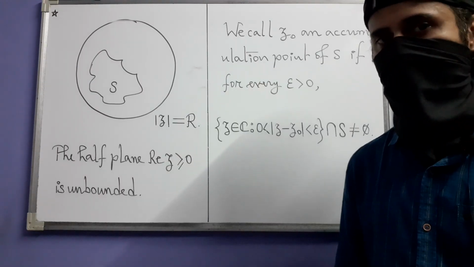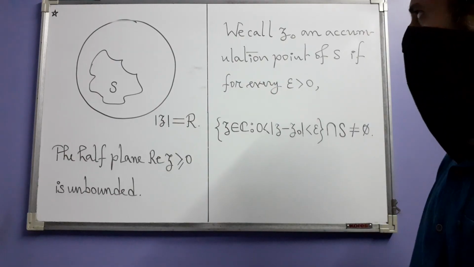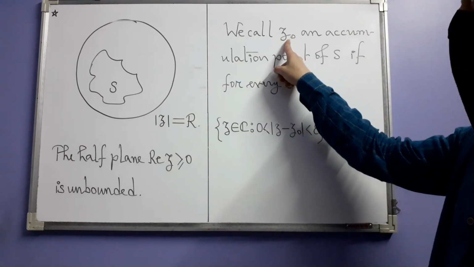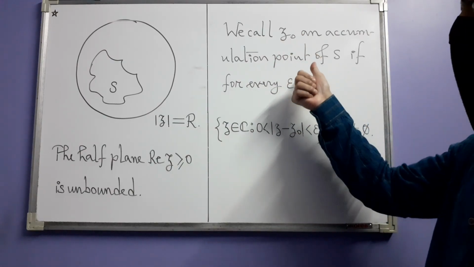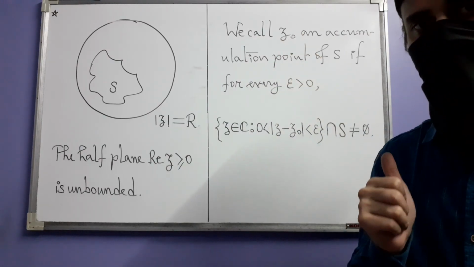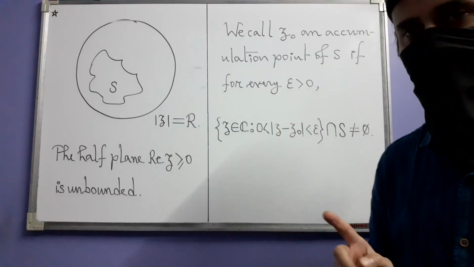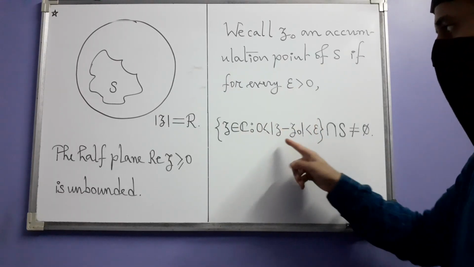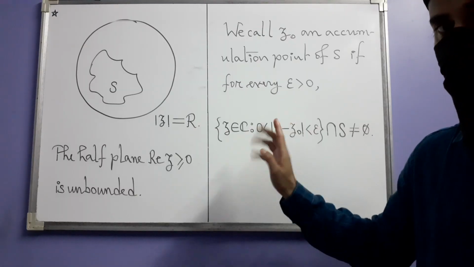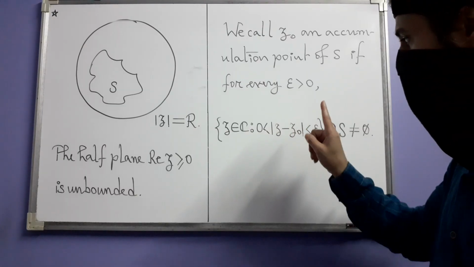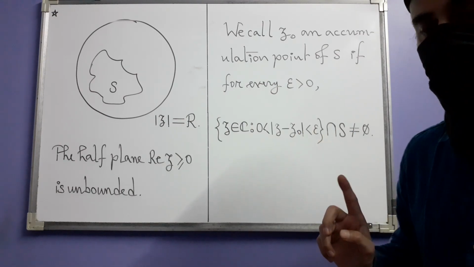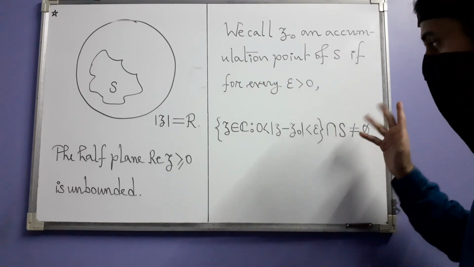And finally, we have the definition of an accumulation point. A complex number Z0 is called an accumulation point of the set S if for every positive real number epsilon, this deleted neighborhood, okay, not the ordinary epsilon neighborhood, centered at Z0 intersects S. That means this intersection is non-empty.